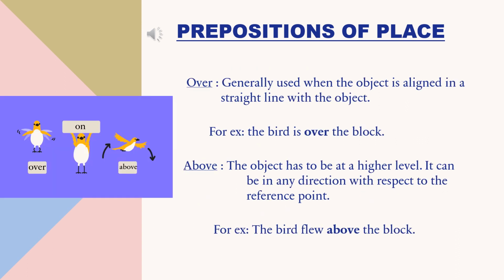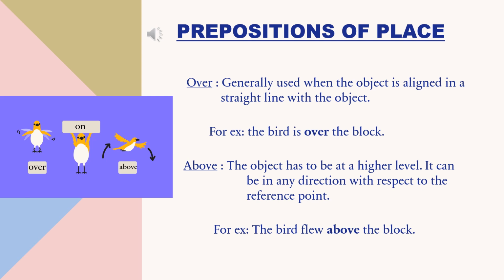There is one more difference between the prepositions over and above. When we use over, it is generally in a straight line with the reference object. For example, in the first picture, the bird is over the block and you can see the bird is in a very straight line with respect to the block. But when we talk about above, the object just has to be at a higher level, but it can be in any direction. It can be center, left, right, anywhere.